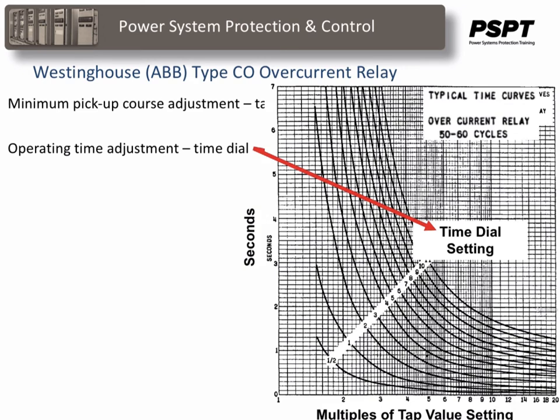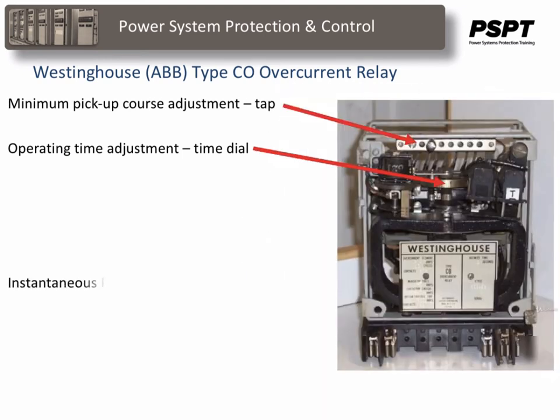Again, there's a family of curves for this relay. A curve is shown for each numerical setting of the time dial, and intermediate values can be obtained by interpolation because the dial is continuous, it's not stepped. Notice that the curves are shown here again, plotted in terms of multiples of the pickup value, so that the same curve can be used for any value of the pickup. And the instantaneous pickup is achieved by a screw adjustment.